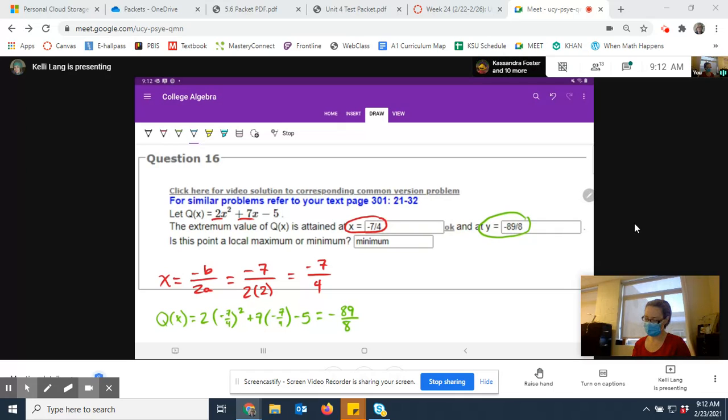Now, conceptually, they're asking, is this a max or a min? Our leading term is a positive 2. So this is a concave up parabola, and concave up parabolas have a minimum point, so that's where we get this response.